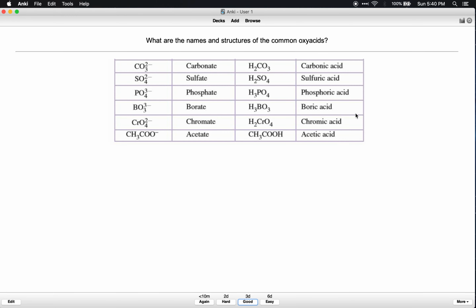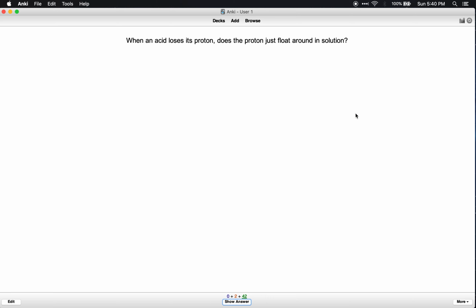Which one is it? Carbonate, sulfate, phosphate, chromate. CO3 2 minus is carbonate, SO4 2 minus is sulfate, PO4 3 minus is phosphate, BO3 3 minus is borate, and CrO4 2 minus is chromate.